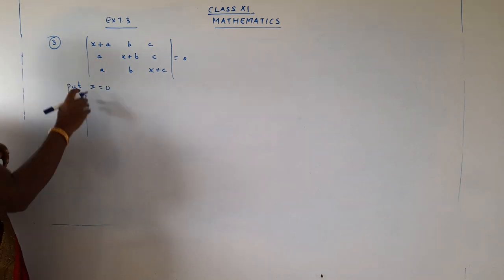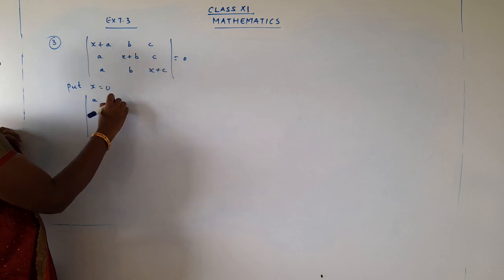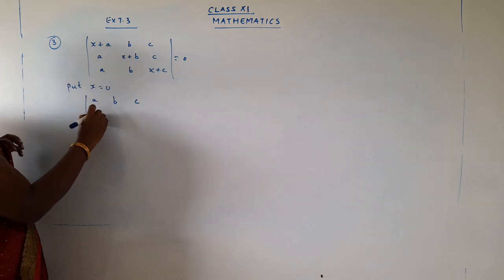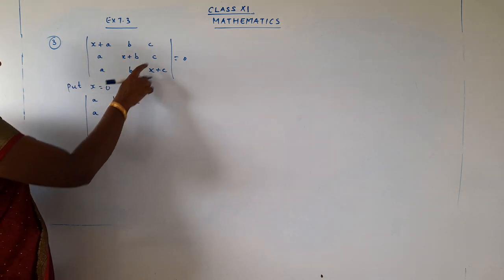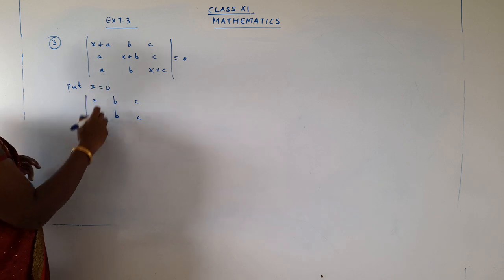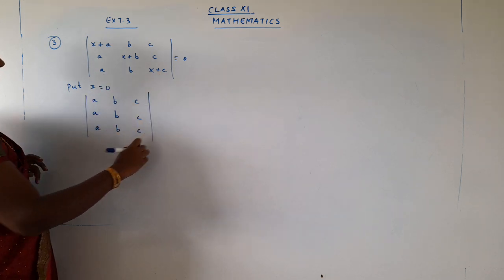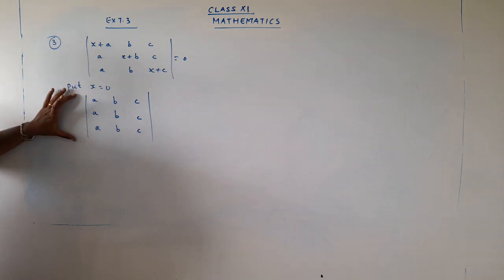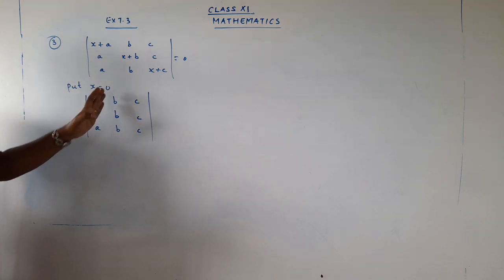If I put x is equal to 0, 0 plus a will give you a, this is b, this is c, because these are not dealing with x. Now you get a, this is 0 plus b, so what is 0 plus b? b, this is c, this is a, b, 0 plus c, that is c. So I get a, b, c; a, b, c; a, b, c. I have all three rows the same.